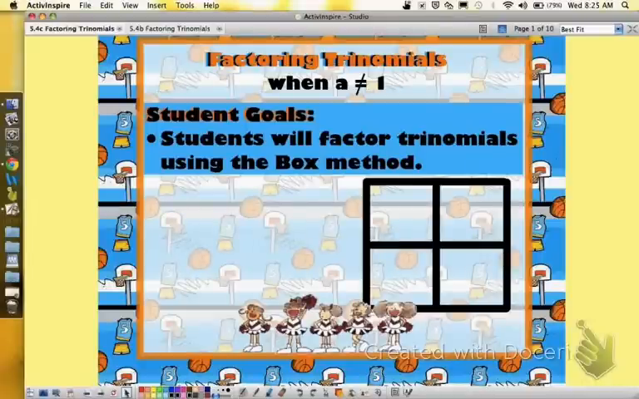In this video, we're going to factor trinomials when the leading coefficient is not equal to 1. And we're going to use a method called the box method. Basically, it's a rectangle, and we're going to see how this relates to area and the dimensions of a rectangle. So let's get started.